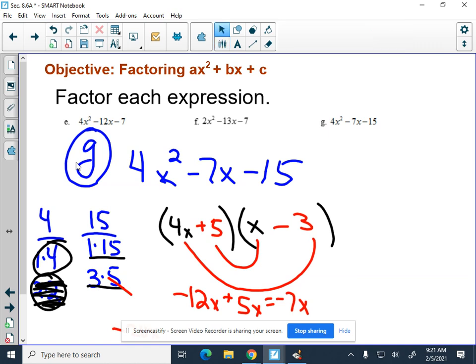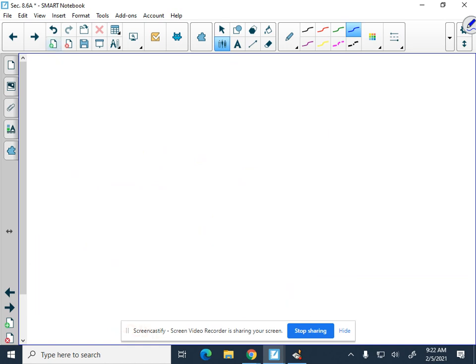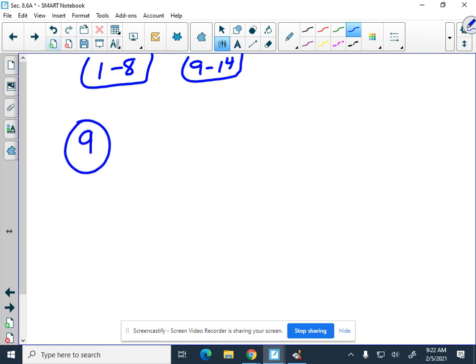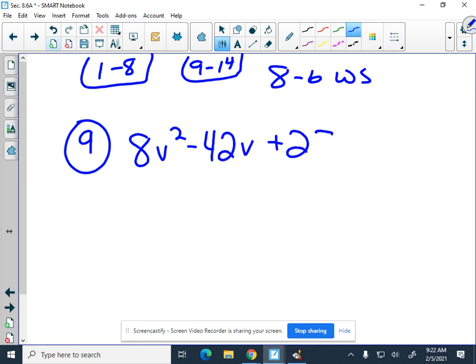But that's the idea. So let's take out that worksheet 8.6 again. We did 1 through 8 yesterday in the lesson. Now we're going to do a few more. Today, the goal after this lesson is to be through 14. Let's look at number 9 together. On worksheet 8.6, 8b squared minus 42b plus 27.